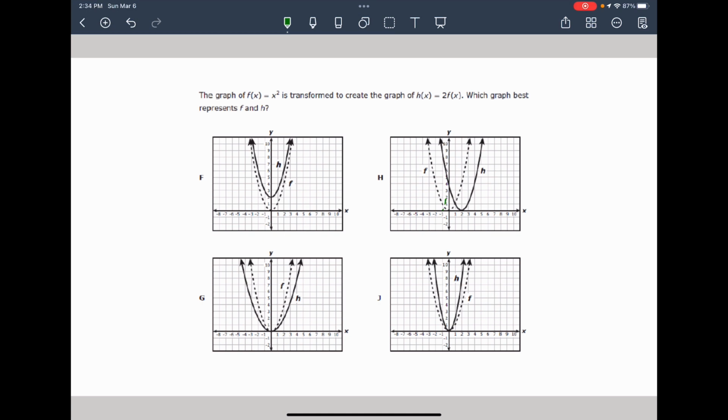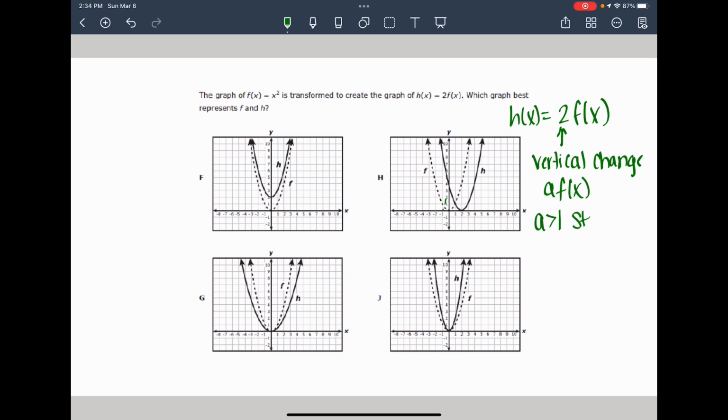So this question is a transformation question. It tells you that f of x equals x squared is transformed to h of x equals 2 times f of x. So when we look at this, when we have h of x equals 2 times f of x, we have that number on the outside. So we know it's going to be a vertical change. Since it's being multiplied to f of x, remember this is an a times f of x change. So it's going to be a stretch or a compression. So since a is bigger than 1, this is going to be a stretch. So remember, the graph is going to look narrower because it's going to be stretched vertically.